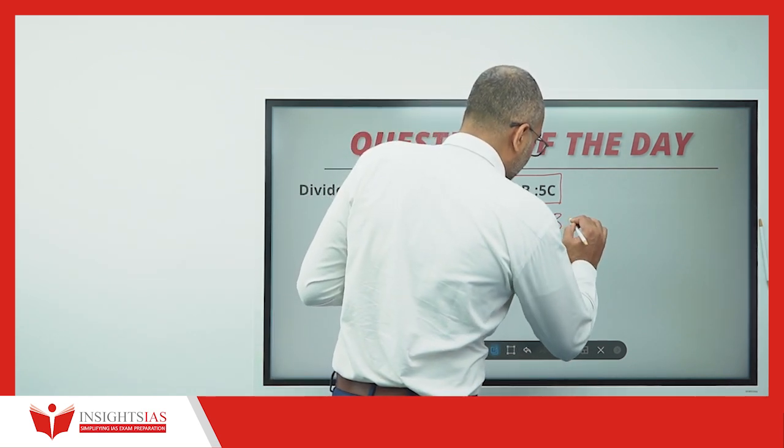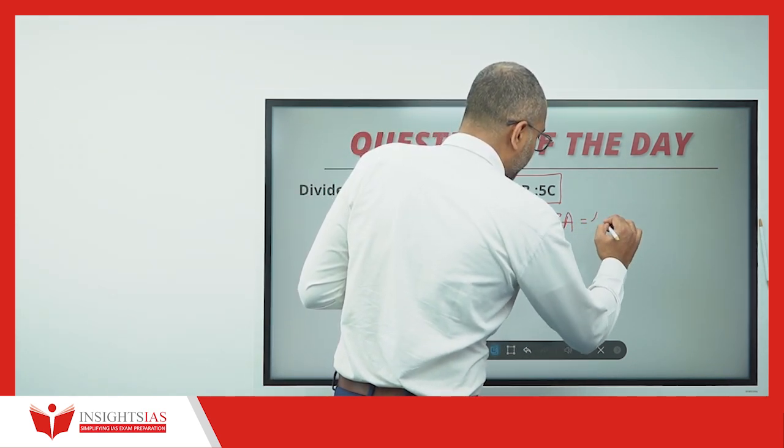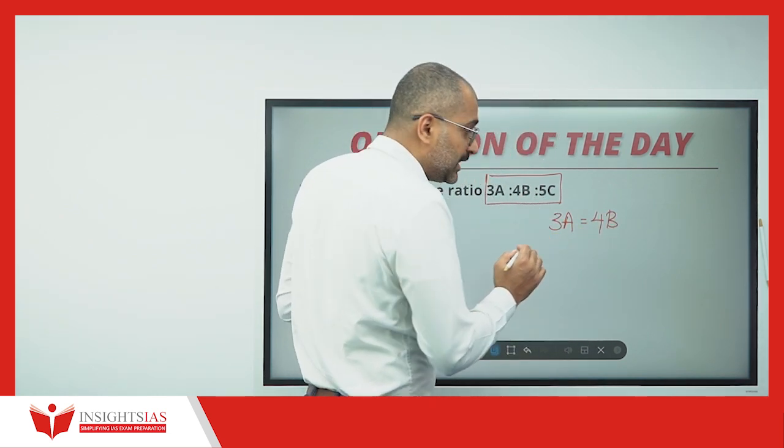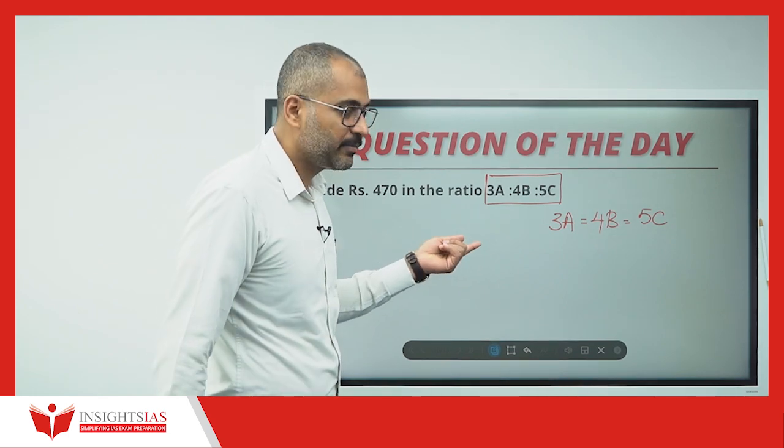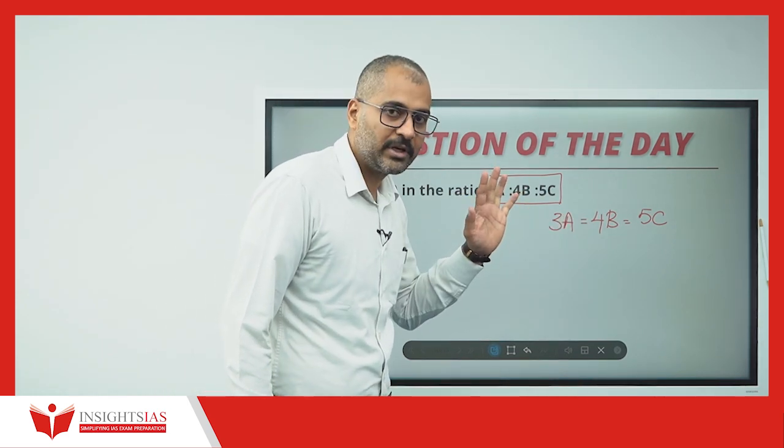3 parts of whatever A is getting is equal to 4 parts of whatever B is getting, that is equal to 5 parts of C's share. That's what it means. Okay. You write it in this way or this way, that's one and the same.